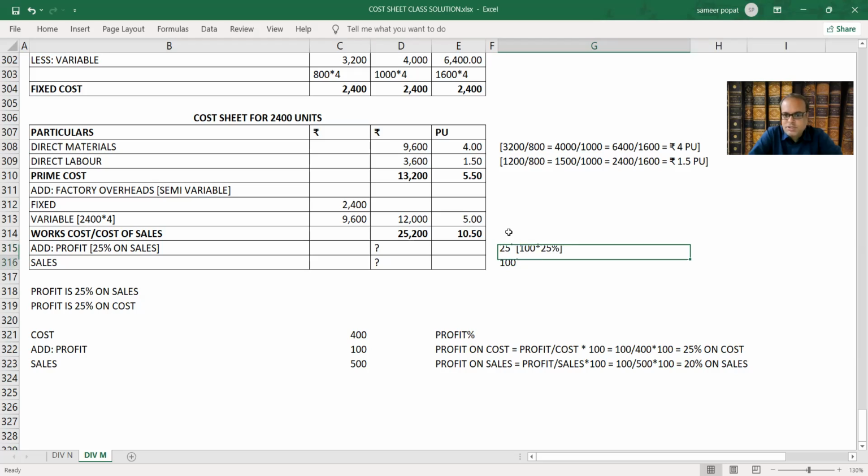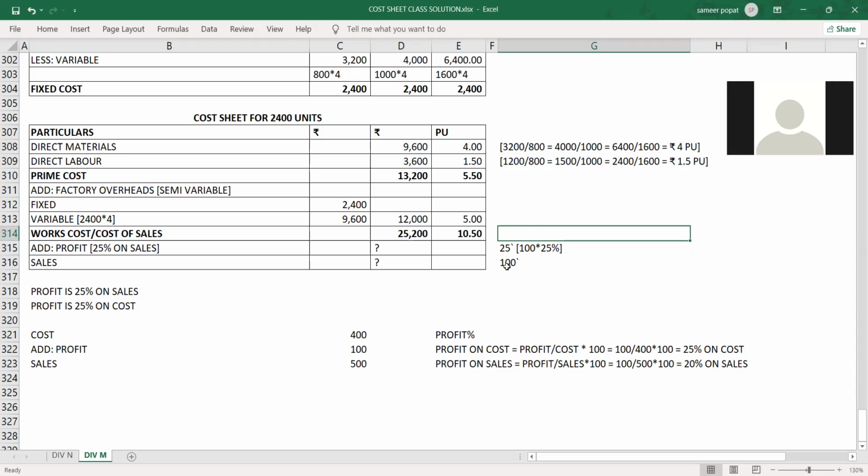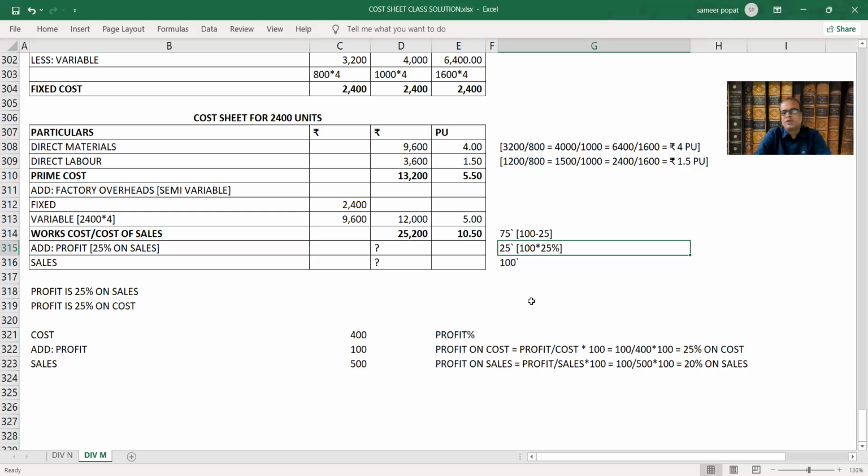So what should be the cost? Should it be 125 or 75? 75, 100 minus 25. Yes, it should be 75. Sales minus profit is your cost. So it should be 75. Now just think and tell me, out of these three, cost, profit or sales, is any amount available with us? Yes, sir. The cost amount is given, 25,200, available with us.